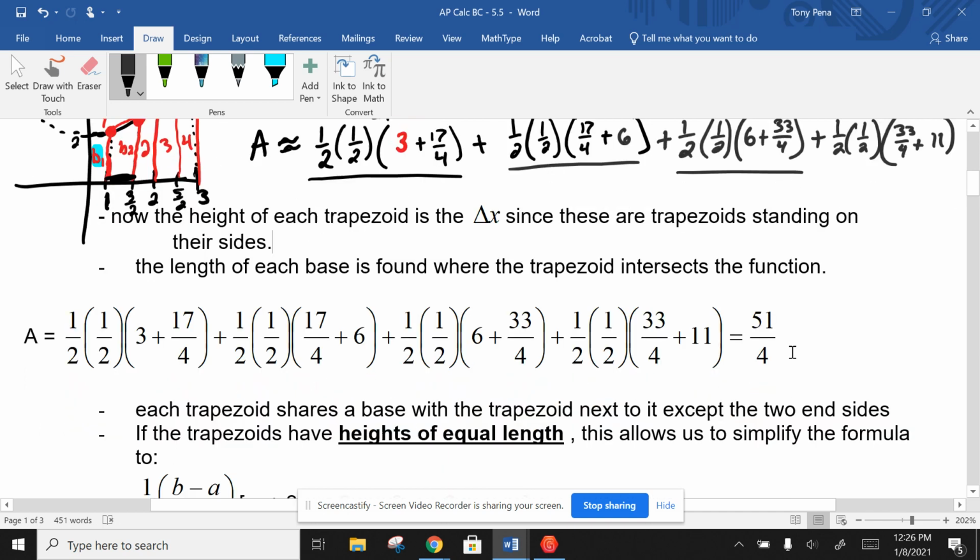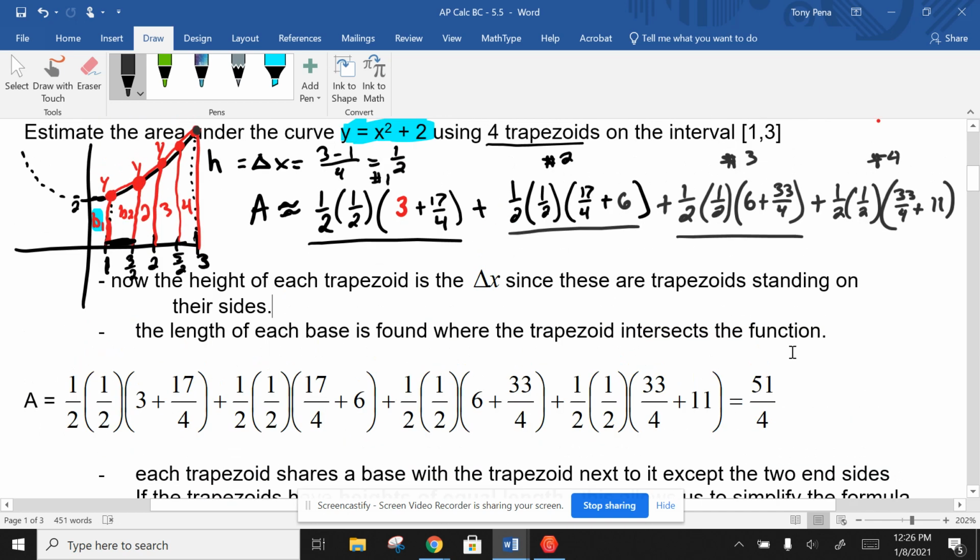All right. Similar questions you're going to get asked in terms of, is this an over approximation or an under approximation? If we look at this particular graph, notice how our trapezoids go just outside the curve. So we would be accumulating just a little bit extra area. So the real area would be just a little bit smaller than what we just found it to be with this 51/4. All right. So that's the approximation using trapezoids.